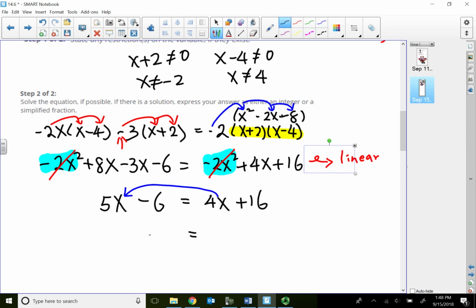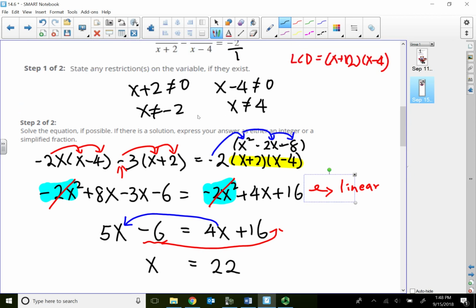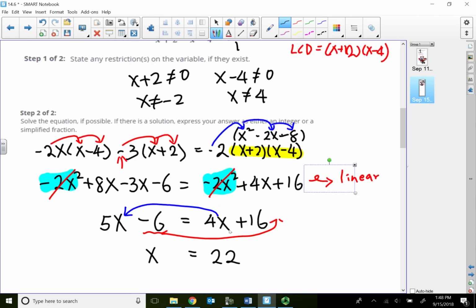So 5x minus 4x is 1x. At the same time, I can move my negative 6 over to become positive, which 16 plus 6 should give me 22. So my answer is x equal to 22, because when I check against my restrictions, this answer is not part of the restriction, so I'm okay. This is my answer.